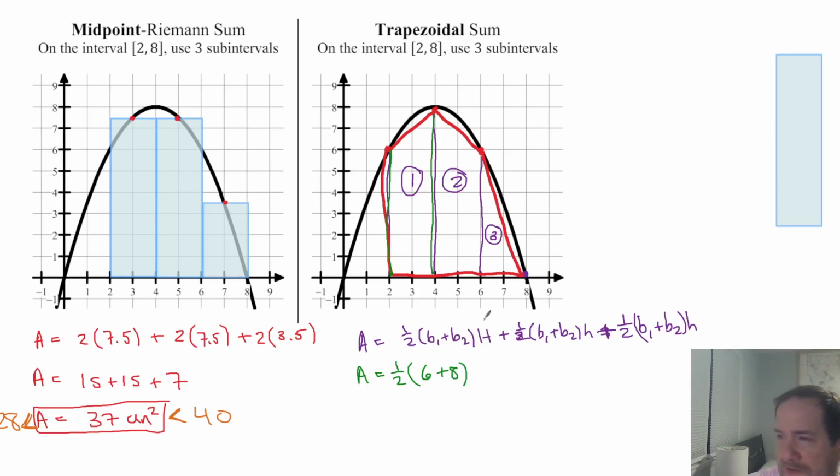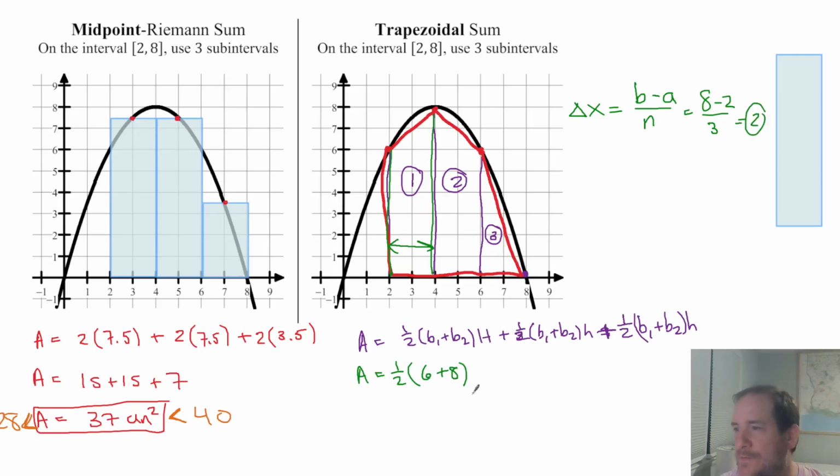Then we want the height of the trapezoid, and height has always been the distance between the bases, so that distance is 2. It's the same delta x that we found before by doing interval value minus interval value divided by the subdivisions. So from the interval, if we're 2 to 8, then again, we're going 8 minus 2 over 3 subdivisions. That's 6 over 3, that's 2. So that's what I'm doing here. So my height is 2, is what I'm getting at.